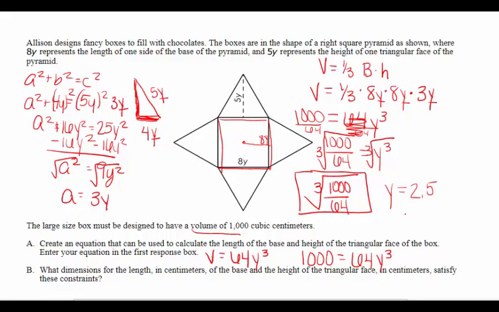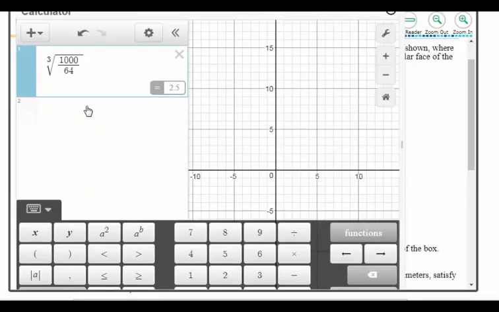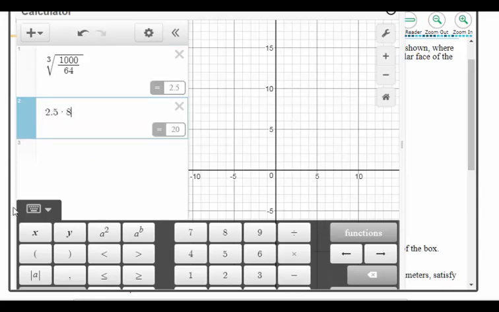For part B, it says, what dimensions for the length in centimeters of the base and the height of the triangular face in centimeters satisfy these constraints? Constraints just means the requirements, basically, to be able to make our figure. So what we could do here is the base. For the length, they told us it was 8y. Now that we know that y is 2.5, you just do 8 times 2.5, which should give us 20, but we can always plug it into the calculator just to make sure. 2.5 times 8, we do get 20.